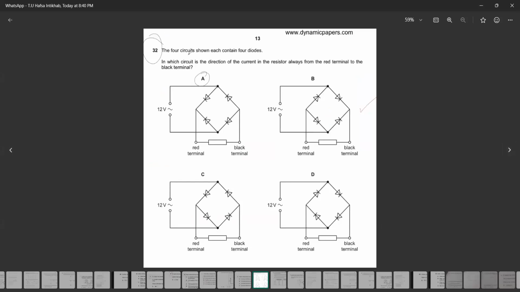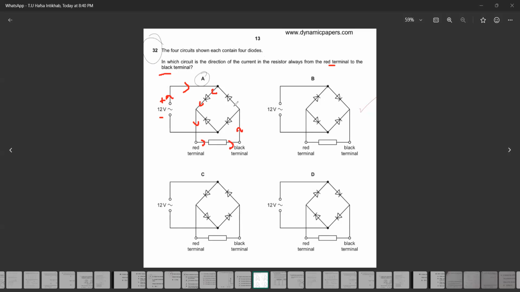Four circuits are there, four diodes. In which circuit is the direction of the current always from red to black? So first, for the AC generator, you have to check both of them. For example, this is positive, negative. The direction of the conventional current is from positive to negative. So it will flow, then this will flow. So this is from red to black.